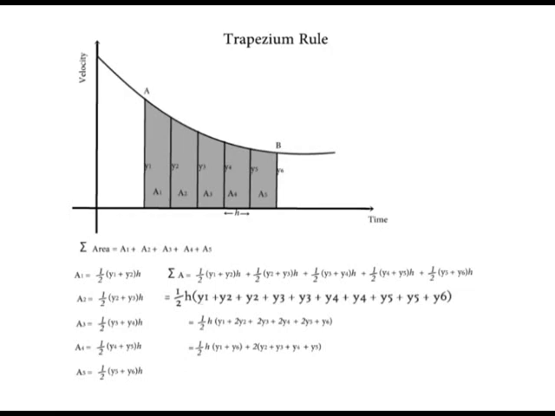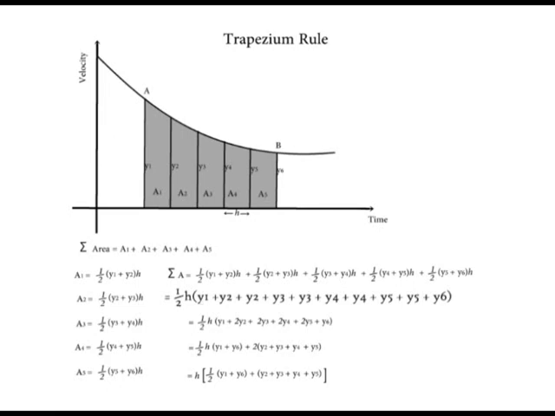Then we factorize h, so we have a half into y1 plus y6 in one bracket, plus y2 plus y3 plus y4 plus y5 in another bracket, everything times h. This is the general formula for finding the area of the curve. Notice that the region is divided into 5 trapezia by 6 ordinates, that is y1 to y6.